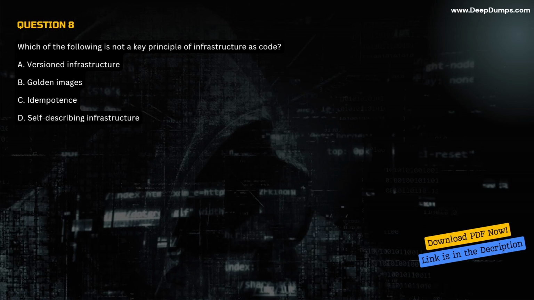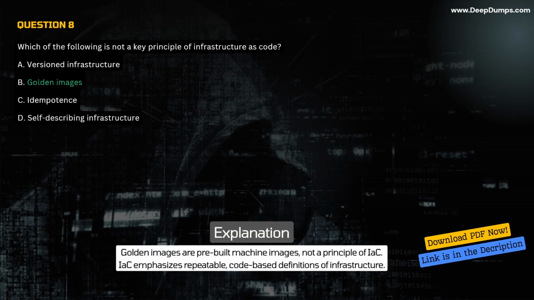C. Golden images. D. Self-describing infrastructure. Correct answer B. Golden images. Explanation: Golden images are pre-built machine images, not a principle of IaC. IaC emphasizes repeatable, code-based definitions of infrastructure.